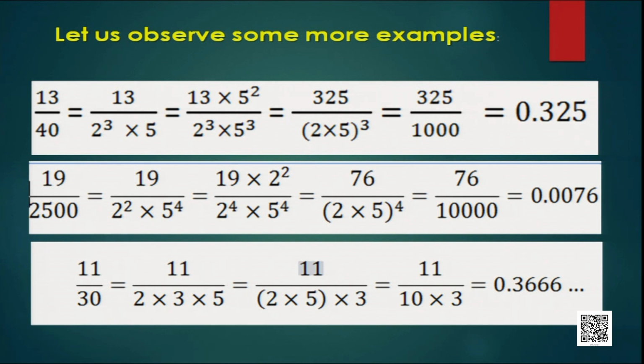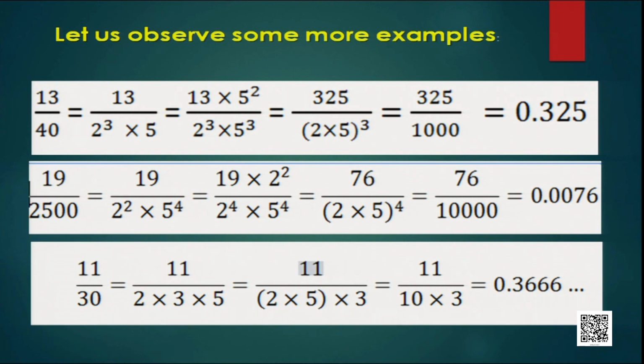To make it equivalent, I also multiplied 5 to the power 2 in the numerator. So the numerator became 325 and the denominator becomes 2 into 5 whole to the power 3. So it is expressed now as 325 divided by 1000, and in decimal form it becomes 0.325.